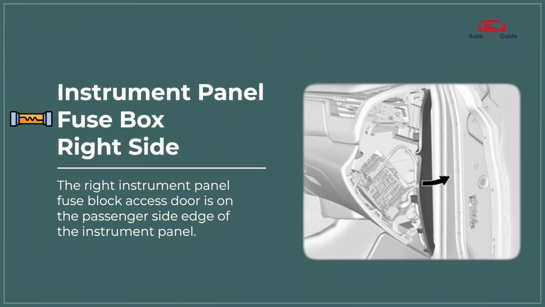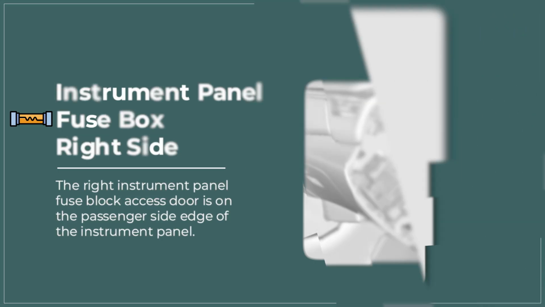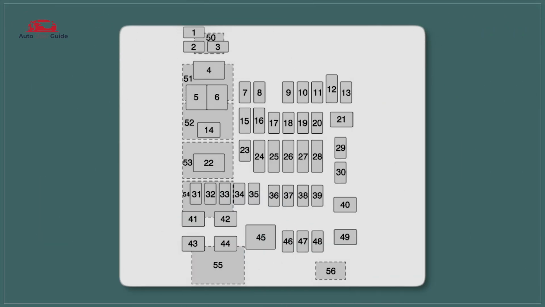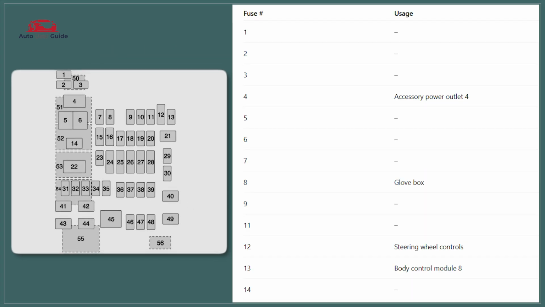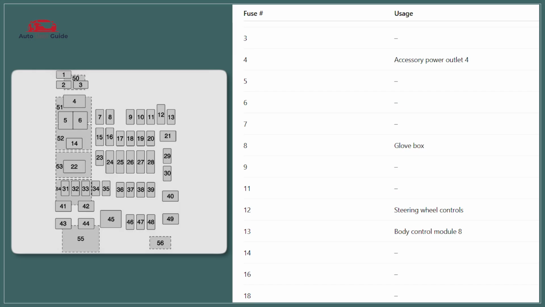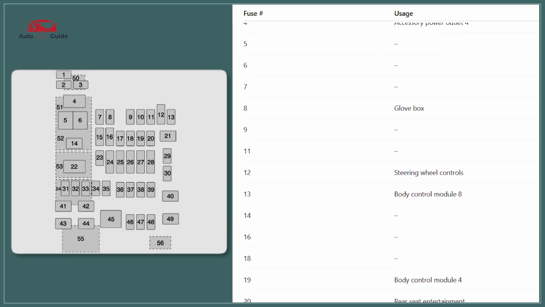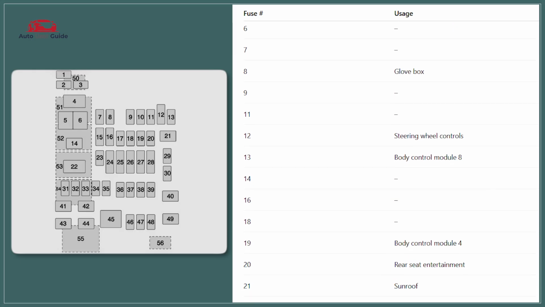Instrument panel fuse box right side. The right side instrument panel fuse box in the 2018 GMC Yukon provides power protection for interior features. It controls systems like infotainment, power outlets, climate controls, and various convenience functions.